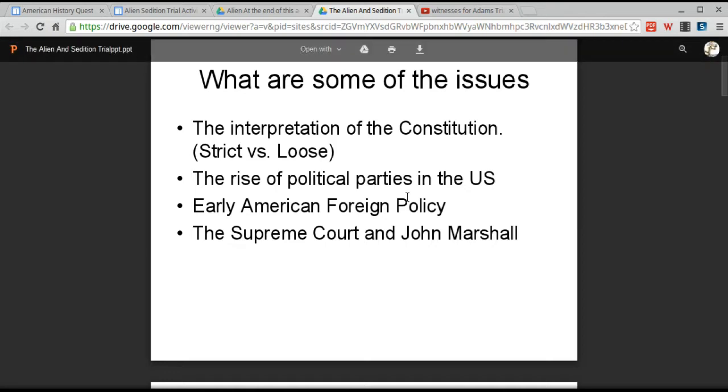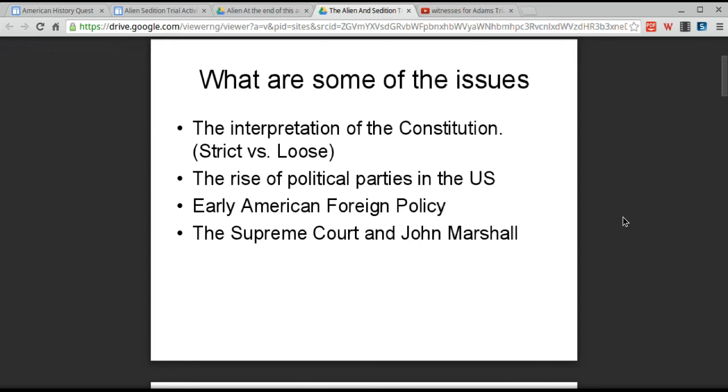Early American foreign policy, especially the idea of impressment: both England and France were impressing American sailors. Washington tried to deal with that by declaring neutrality. Adams dealt with that by having a quasi-war. Jefferson dealt with that through the Embargo Act. Madison dealt with that by going to war with England. So looking at how these four presidents dealt with early American foreign policy is, needless to say, a really important theme. And then there's John Marshall.